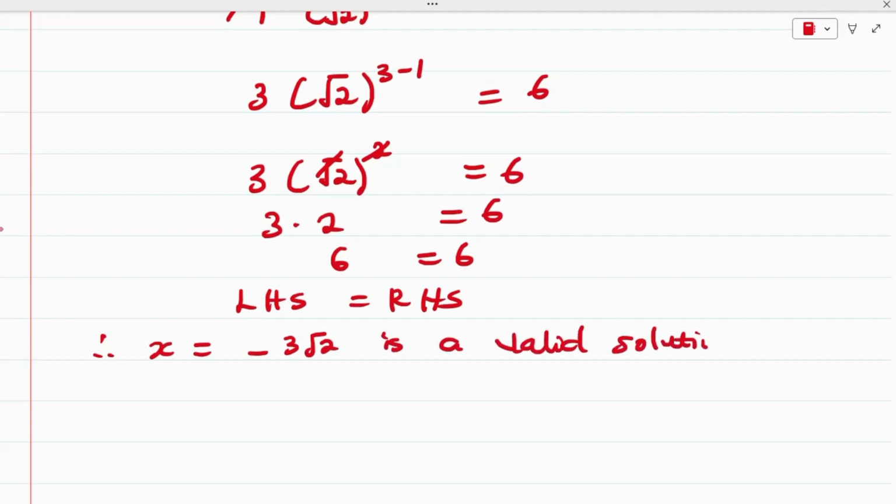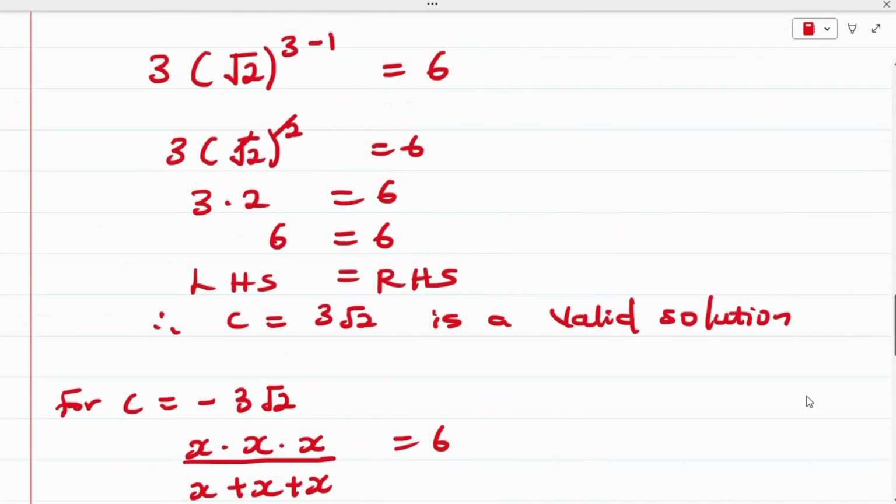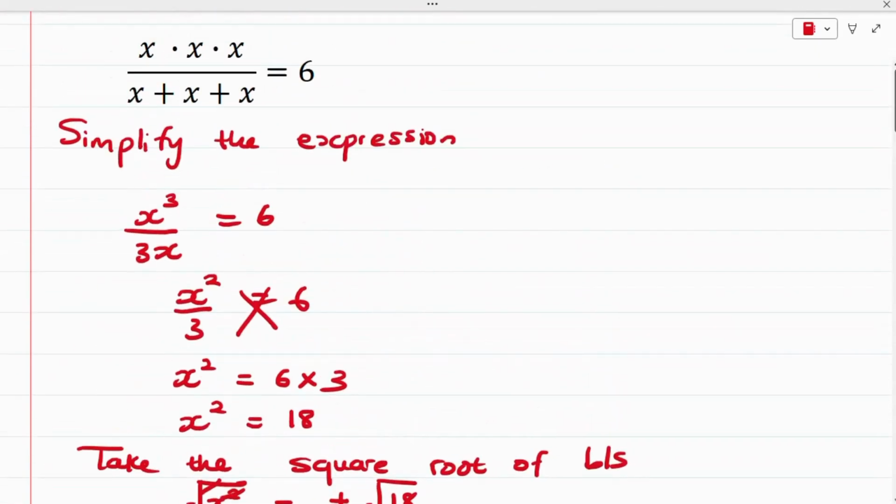So we have been able to solve this, and we have been able to verify that the values for x are actually correct. I'm just going to correct this right side. I don't know why I was calling it C, but this is supposed to be x right here. So we have been able to find the value of x, and the values of x are 3 root 2 and negative 3 root 2 for this solution.